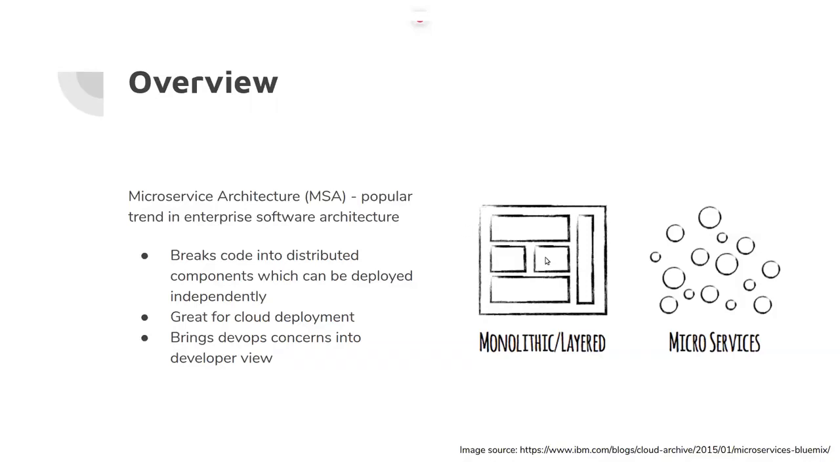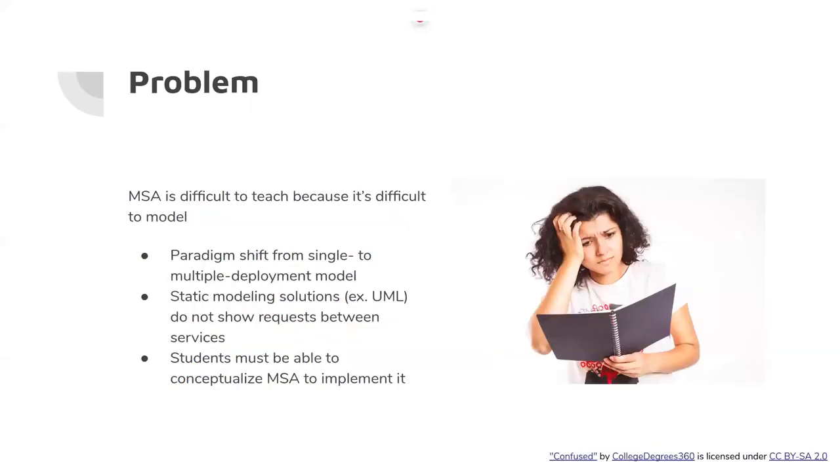So instead of having this big monolithic service, you now have multiple services that you can deploy out, sometimes with their own database and with their own front end. It's really, really good for cloud deployment, and it brings DevOps concerns into the developer view. So the developer not only has to deal with their code now, they also deal with how the code talks to each other. This leads to a few problems.